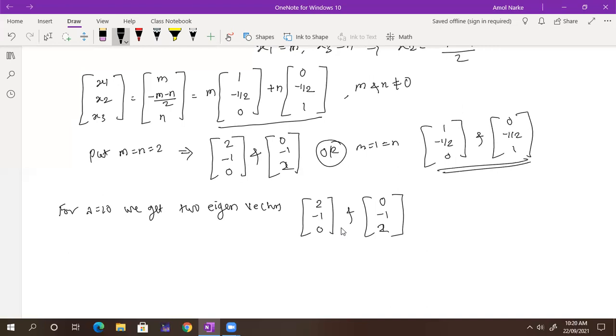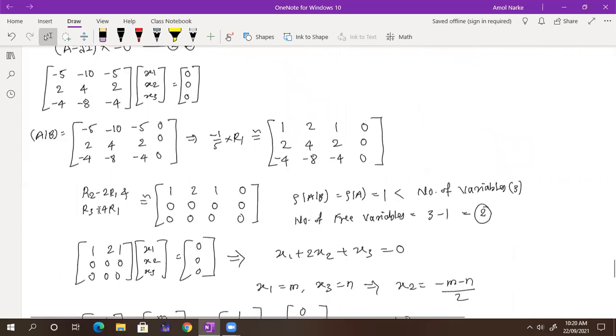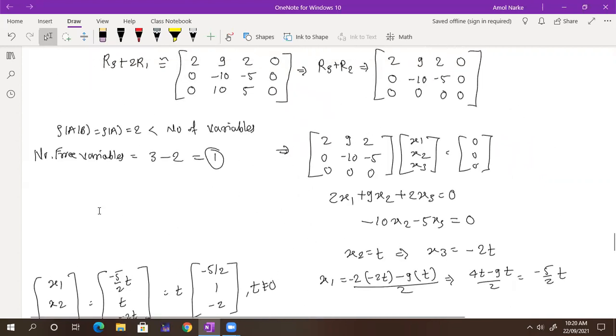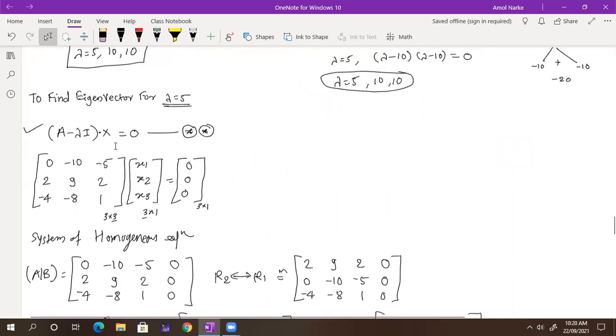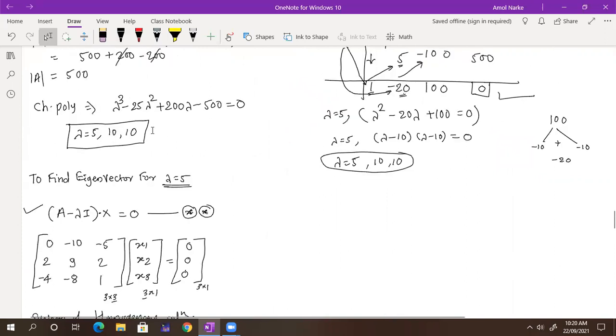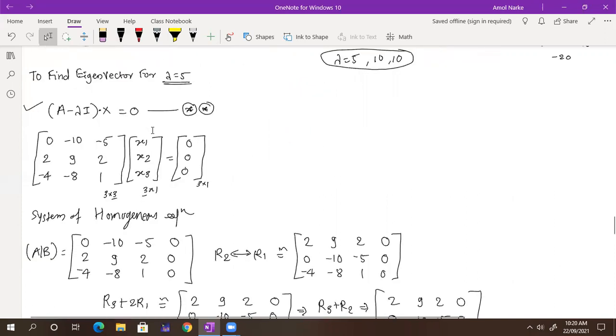So see, sometimes for a single eigenvalue you have two corresponding eigenvectors, and sometimes for a single eigenvalue you have a single eigenvector. Now someone is asking, sir, is it just because of lambda equal to 10, because the eigenvalues are repeated here, that I get two eigenvectors? So this is not necessary.